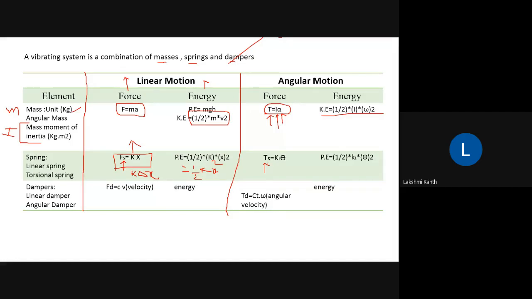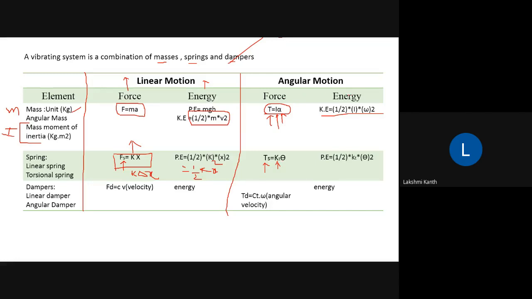This is the torsion related to spring, and here it is the spring rate, again the spring rate, but the torsional spring rate. Here it is x, linear motion, delta x, and here it is theta. Why? Because it is angular, that is theta. So delta theta. This is the force in terms of the angular motion.